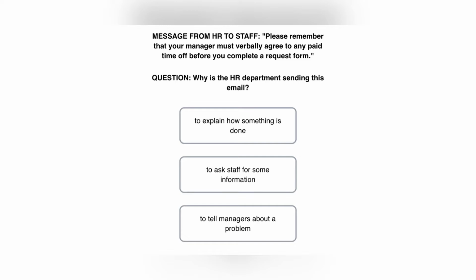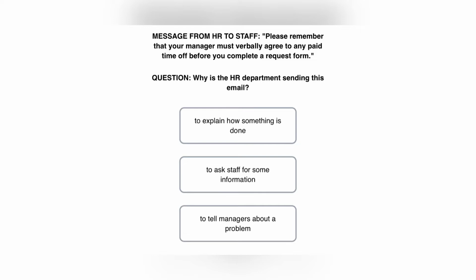So you have the message, which is from HR to staff. Please remember that your manager must verbally agree to any paid time off before you complete a request form. So the question is, why is the HR department sending this email? What is the above message saying? Is it explaining how something is done? Is it asking staff for more information? Or is it telling managers about a problem?